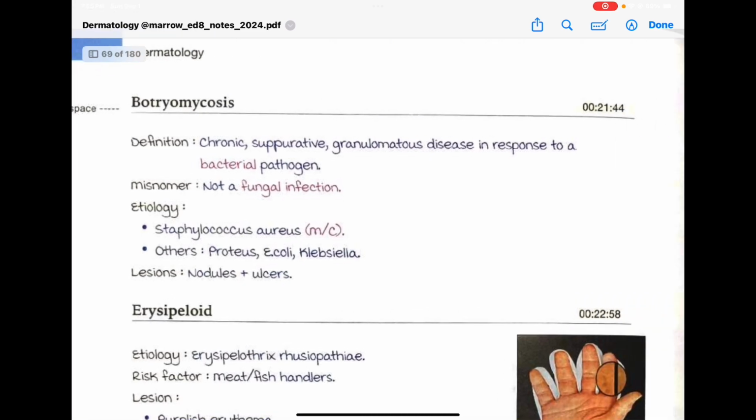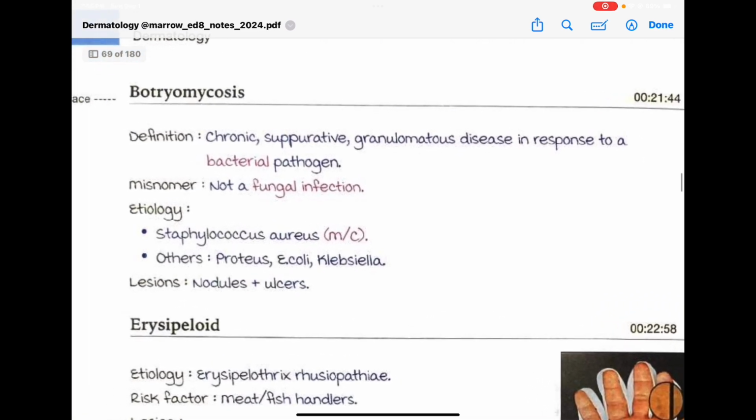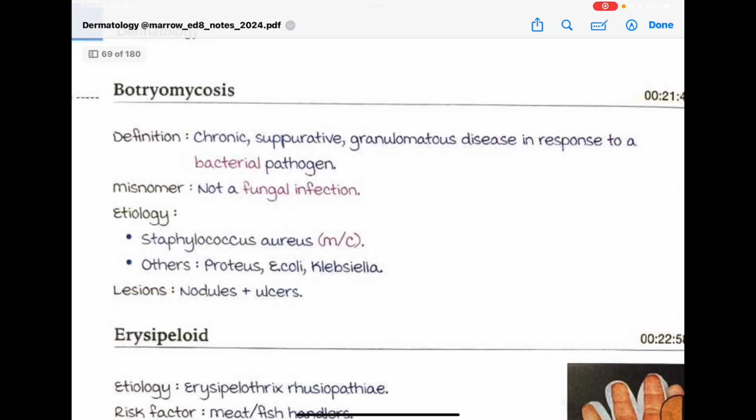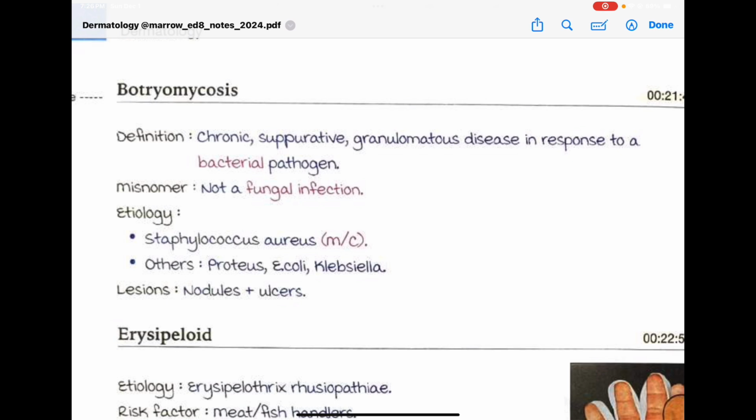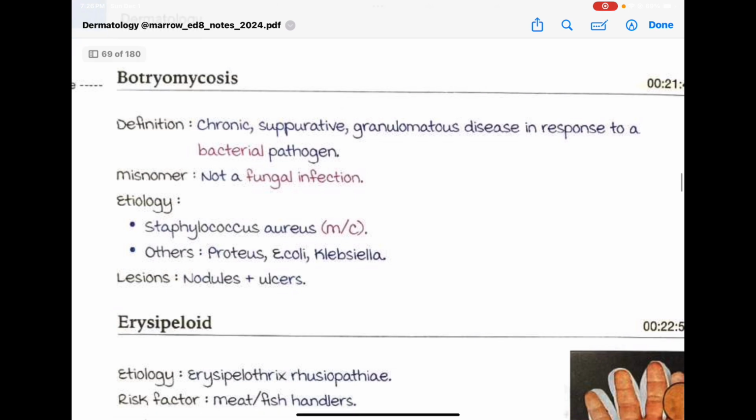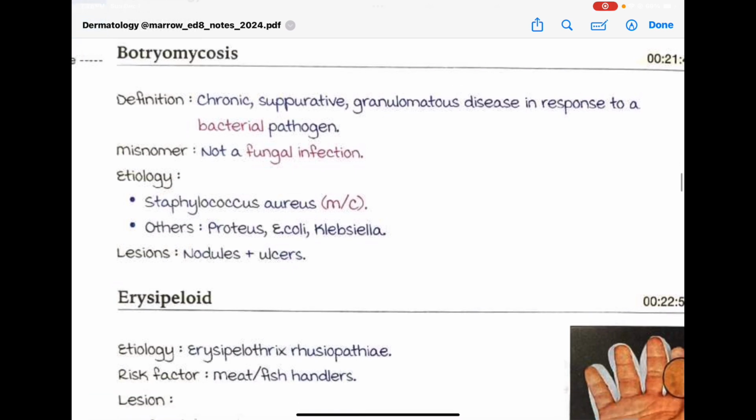Botryomycosis. Definition: chronic suppurative granulomatous disease in response to a bacterial pathogen. Misnomer: not a fungal infection. Etiology: Staphylococcus aureus, others Proteus, E. coli, Klebsiella. Lesions: nodules plus ulcer.